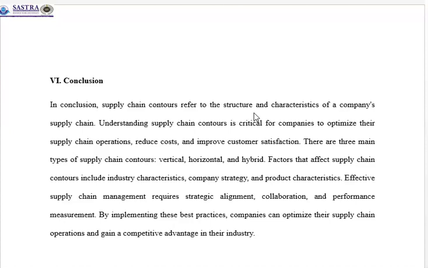By implementing these best practices, companies can optimize their supply chain and operations, and they also gain a competitive advantage in the industry. Suppose the existing practice is not suitable for you, one of your customers or one of your suppliers may give a suggestion that this methodology can be adopted instead of the other methodology, and you can do so.